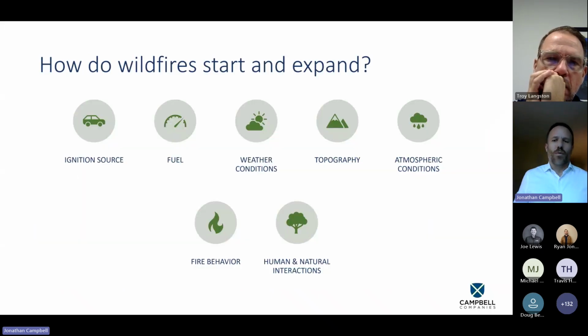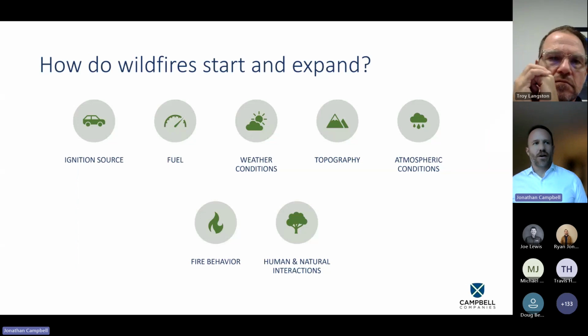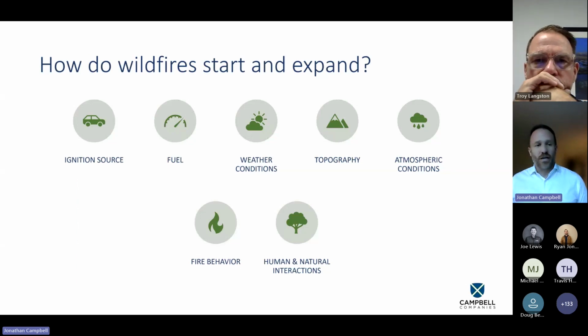So when we look at wildfires, and again, this is a very real risk to all of us, there's a couple things that it really needs to start and expand. So one is an ignition source. How does it start? It could be human caused. It could be caused by lightning. There are a lot of different ways it can start, but it needs fuel. It needs something to burn. It's got to have the right weather conditions, the right topography.